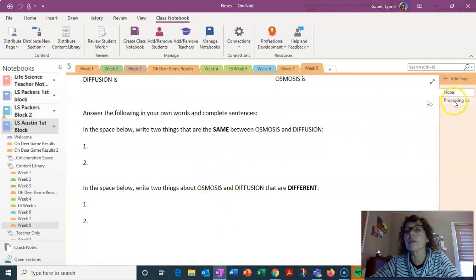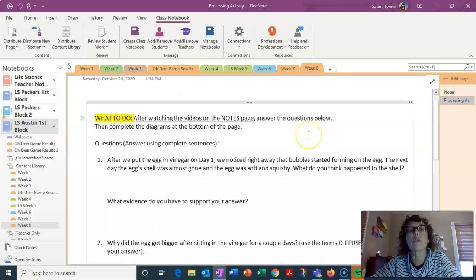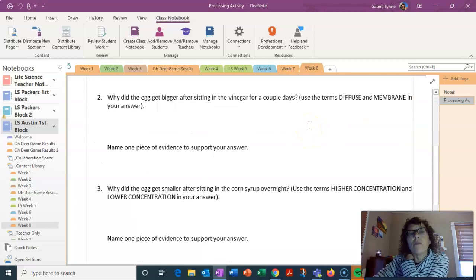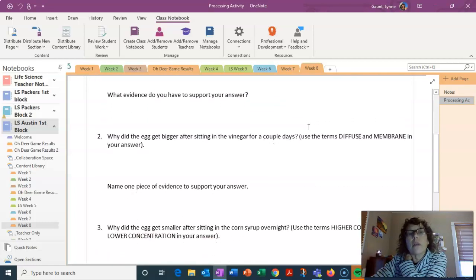The other thing is processing activity 1, which is a few more questions about how osmosis works and how we saw that in the experiment. I'm looking for evidence to support your answers. So make sure that you are using evidence from the experiment that proves what you said.